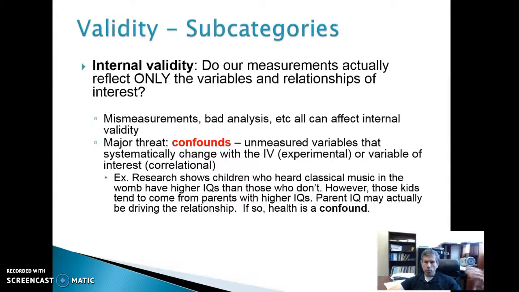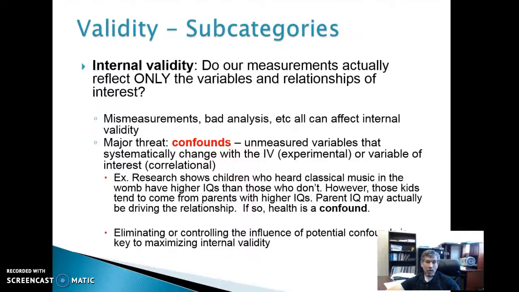And of course, people started looking into that and they said, well, okay, the children whose parents played classical music for them, those parents tended to have higher IQs to begin with. So these kids wound up with higher IQs, but is it because they listened to classical music in the womb? Or is it because they had smarter parents and that led, genetically and environmentally, to the tendency to develop higher IQs themselves? So parental IQ, not health, would be the confound in that case. Eliminating or controlling those potential confounds is key to maximizing that internal validity, being as confident as possible that you're measuring only the things that you want.